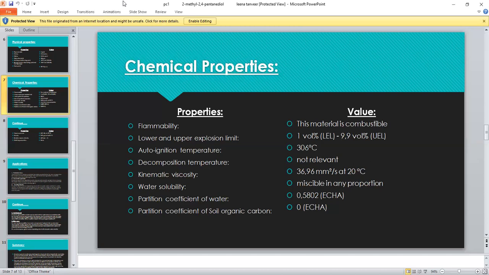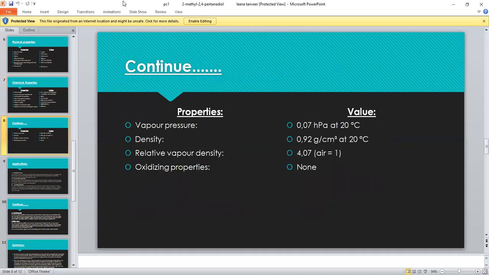The next property is the water vapor pressure. Its vapor pressure is 0.07 Pascal at 20 degrees Celsius. Its density is 0.92 gram per cubic centimeter at 20 degrees Celsius. And its relative vapor density is 4.07, that is, in air it is 1. It does not have any oxidizing property.